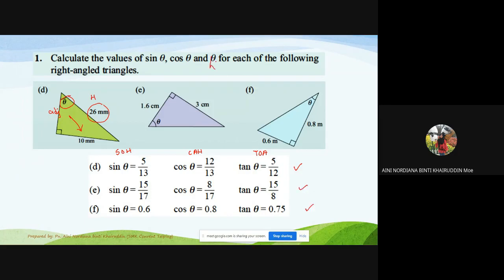Also the question actually has tangent here. First, you have to calculate the unknown length. Use Pythagoras Theorem. Then substitute the value.